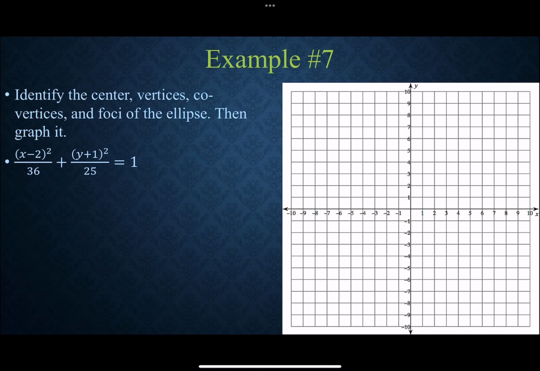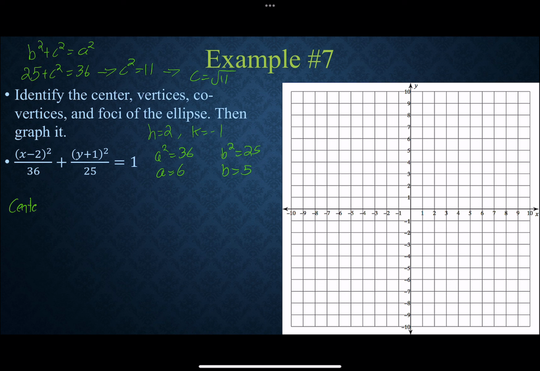So we're given the information so we can tell that h is going to be 2, k is going to be -1, a squared is the bigger number, 36, meaning a is 6. b squared is the smaller number, 25, which means b is 5. And then again, we have our b squared plus c squared equal to a squared. So therefore, 25 plus c squared is equal to 36. c squared is 11. Therefore, c is going to be the square root of 11. Now, all of that's going to be put together to figure out our center, vertices, co-vertices, and the foci.